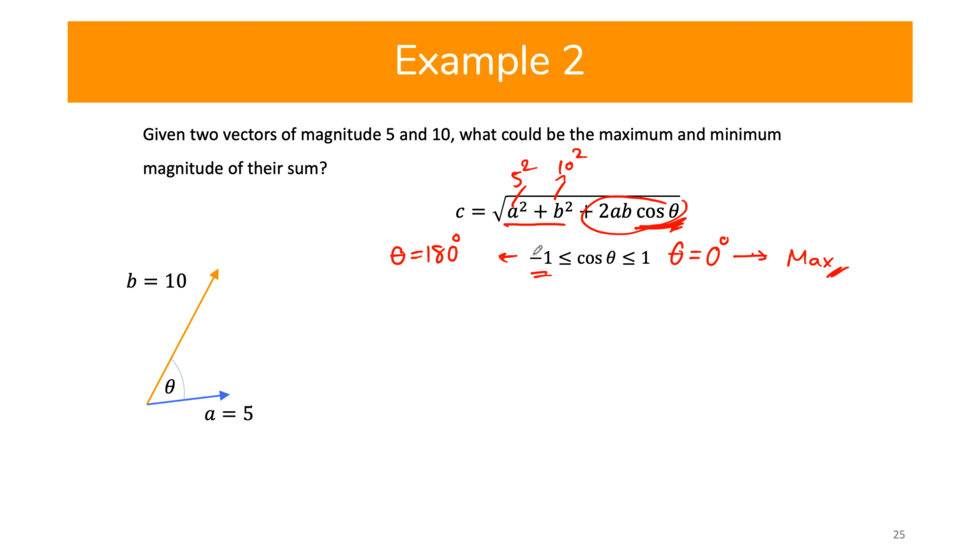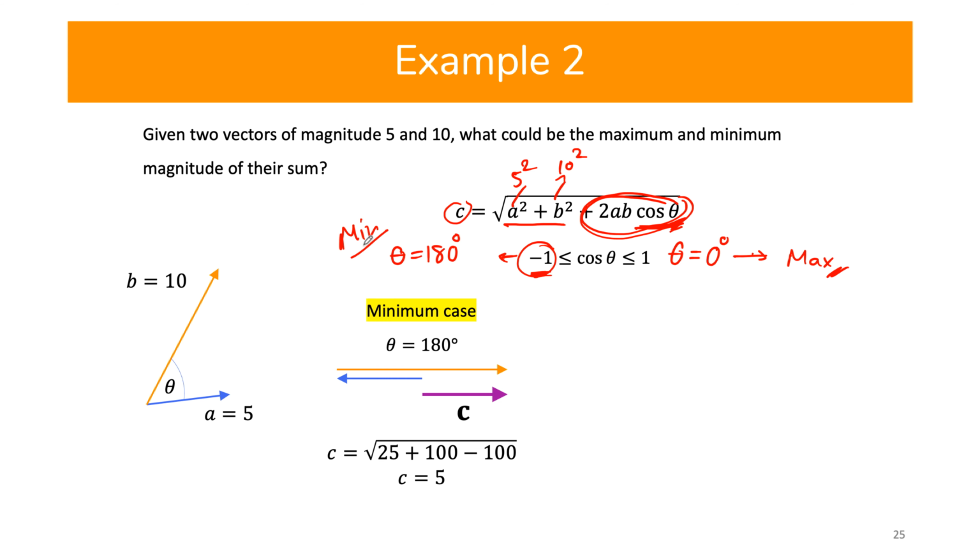On the other hand, if the cosine theta is negative, like -1, this factor is going to decrease whatever is inside the square root and therefore lower the value of magnitude C. So when it's -1, that's the worst negative ever. So we are having a minimum situation right here. Let's consider the minimum case first. In the minimum case, theta is equal to 180 degrees.